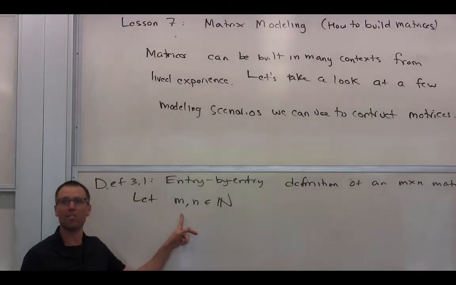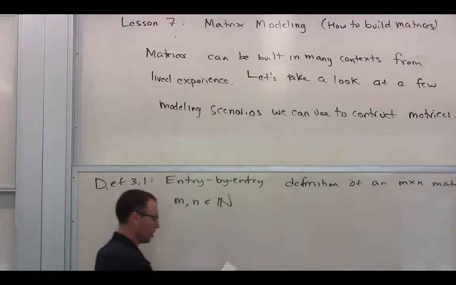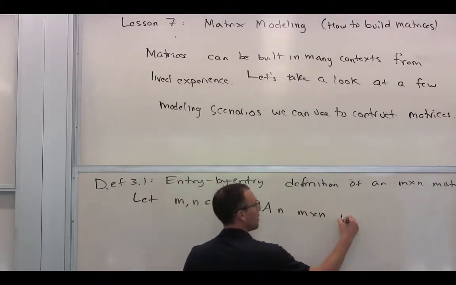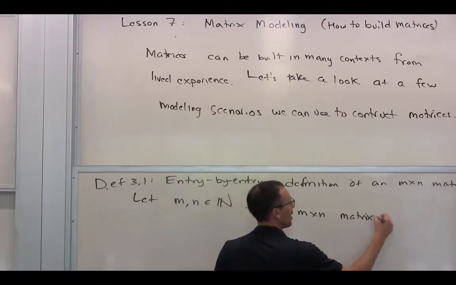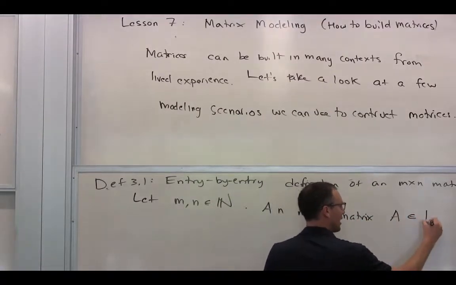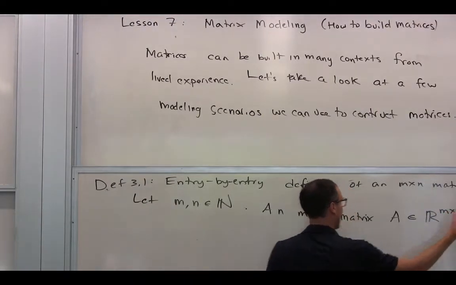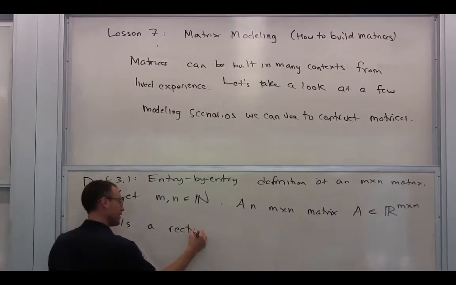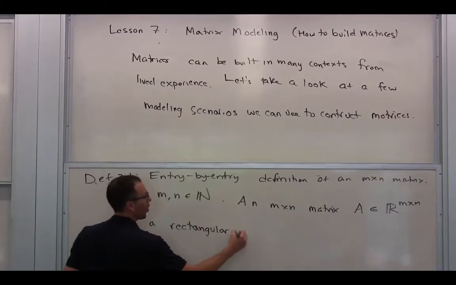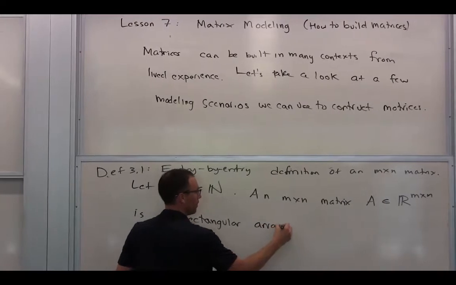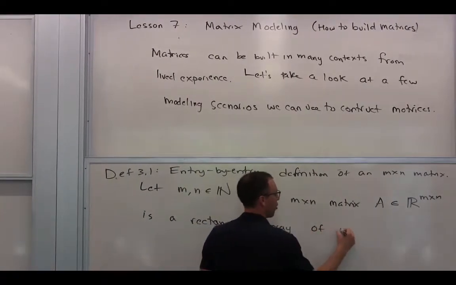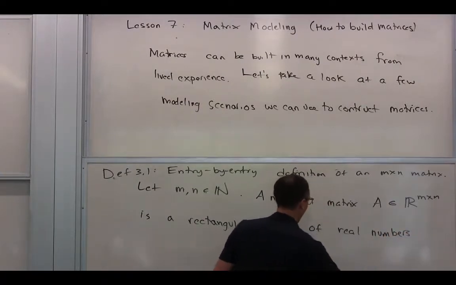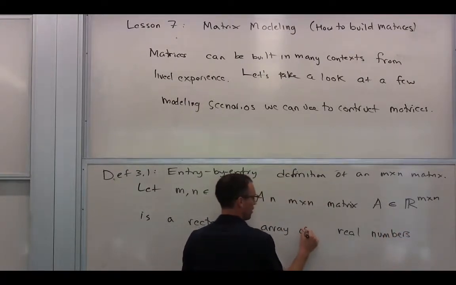So the first thing that we do when we start with this definition is we let these things be dimensions. And we say that an M by N matrix A in R^(m by n) is a rectangular array of real numbers, and perhaps we actually say the number of scalars that we need.